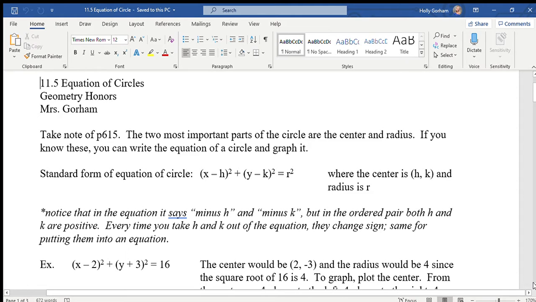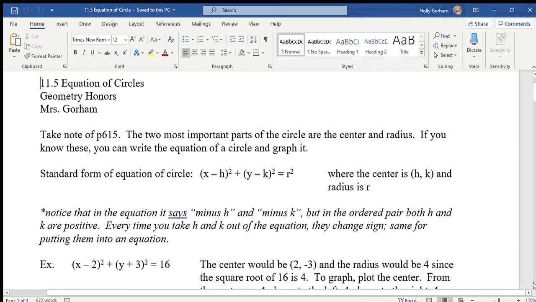As we do the equation of circles, two formulas that we need to remember from chapter 1 are the distance formula and the midpoint formula. So I'll point that out when we get there. When you are writing the equation of a circle, the two most important parts are the center and the radius. And as long as you know those, you can write the equation of the circle and you can graph it.